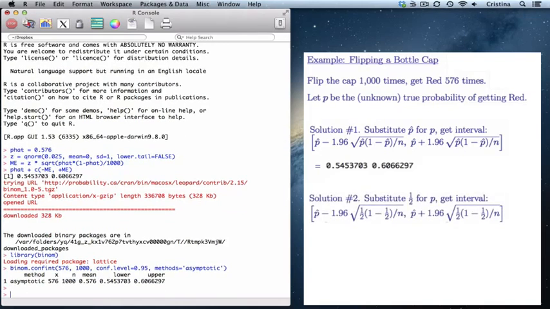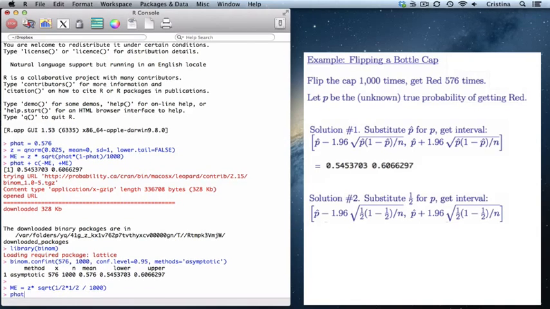The second method you learned was more conservative. It was achieved by letting p equal a half in the confidence interval formula. We need only change our margin of error to reflect this. So we will redefine me to equal z times the square root of a half times a half over 1,000. And again, our confidence interval is p hat plus or minus the new margin of error.